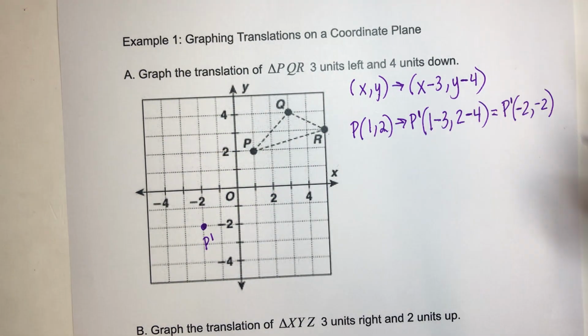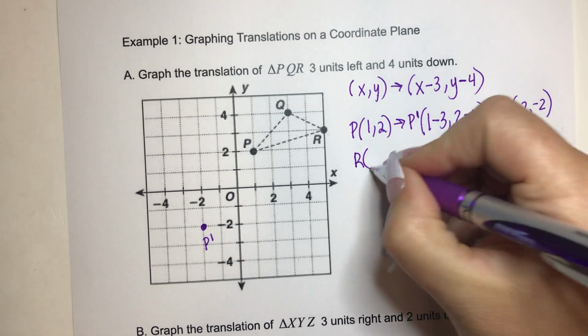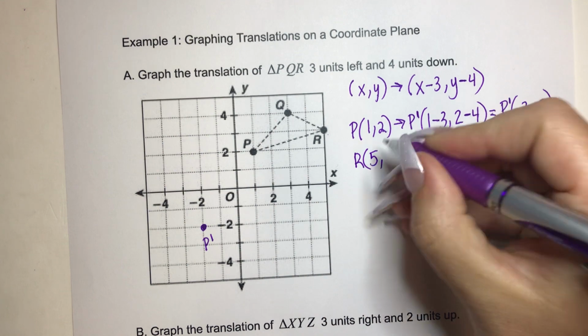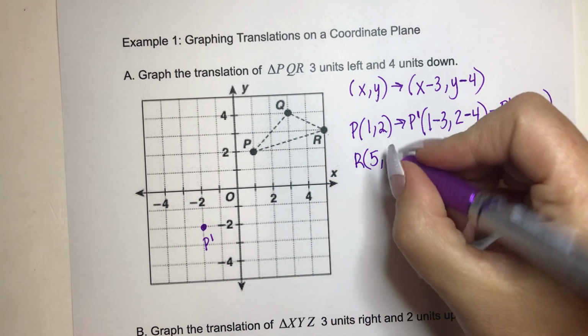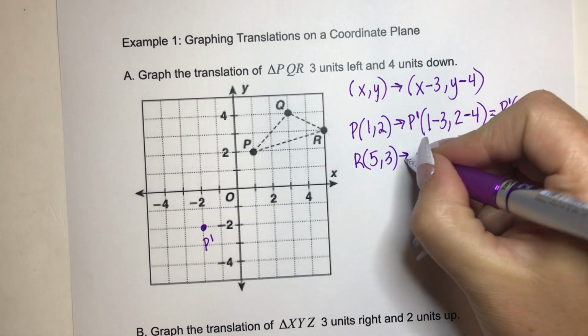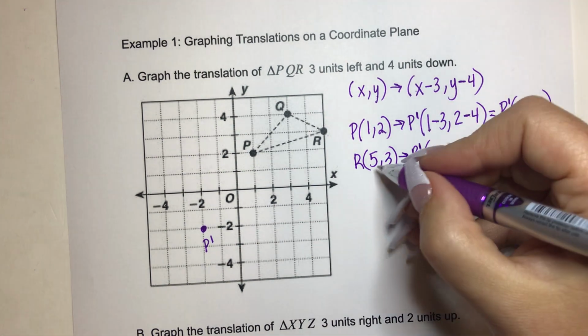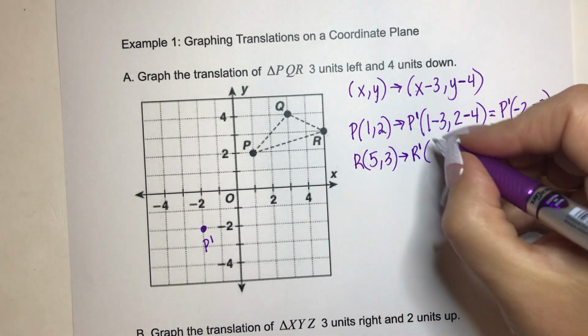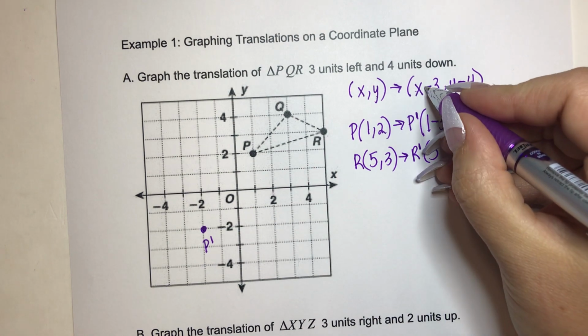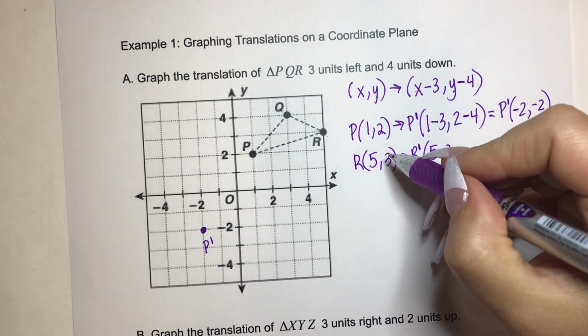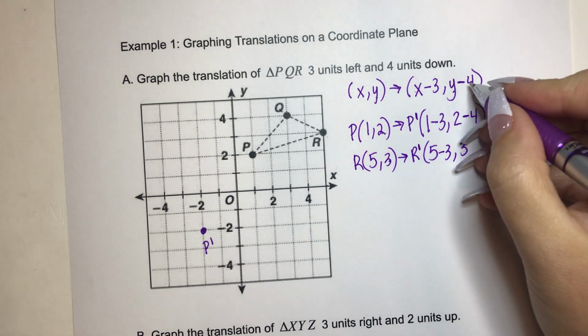Okay, let's go to R. R is 1, 2, 3, 4, 5 is the x, and up 1, 2, 3. Now I want to go to R prime, so I'm going to use this translation rule. Here is my x, which is 5, and I'm going to do the rule of minus 3, comma, and then I need my y, which is 3, minus 4.